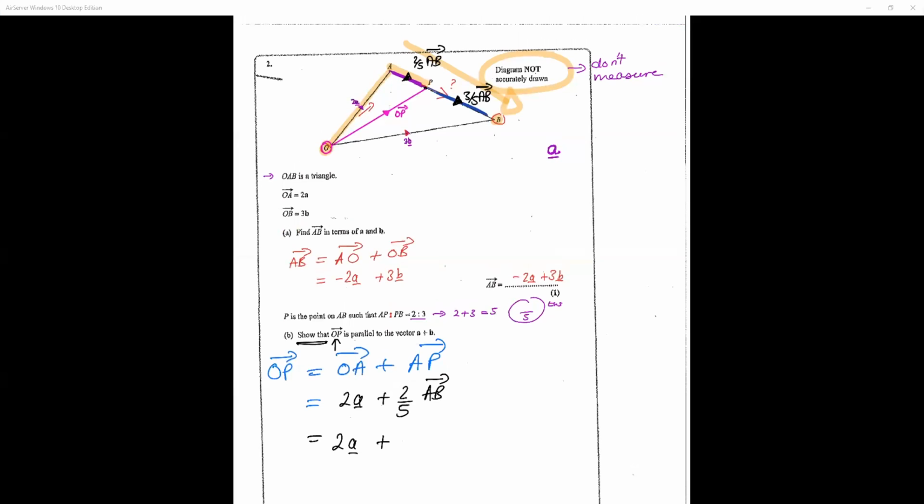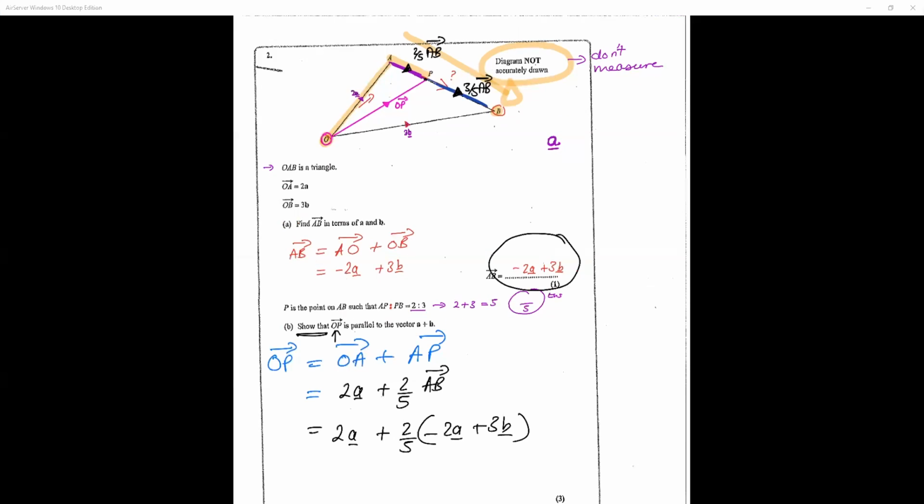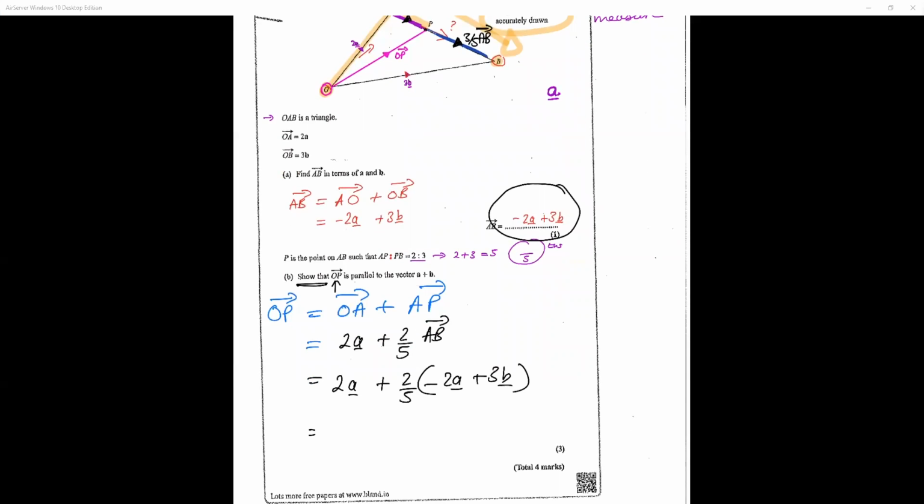Go on. So, and the next will be 2/5 of what? What was A to B? Minus 2A plus 2B. Fantastic, lovely. I like that. That's nice. Okay, now what do we do next? We're going to expand the brackets. Expand the bracket. So 2A can be copied down.